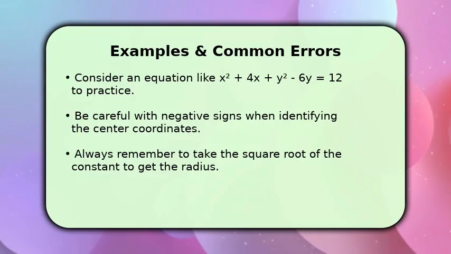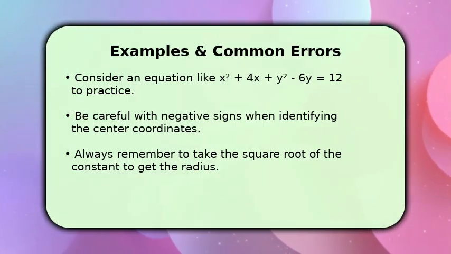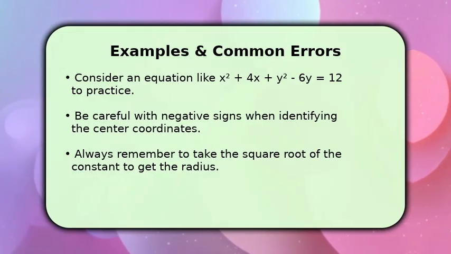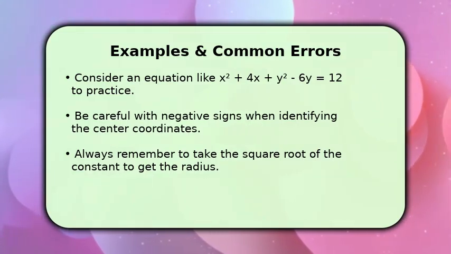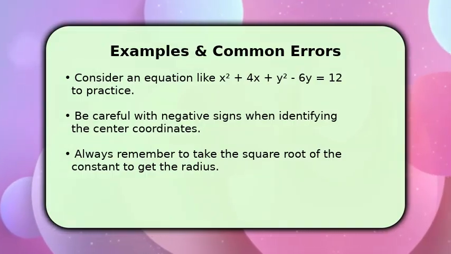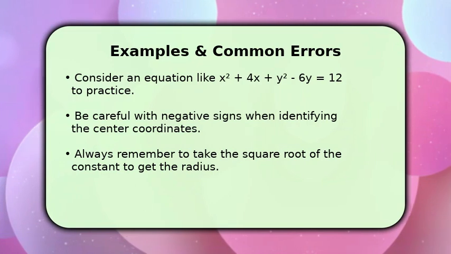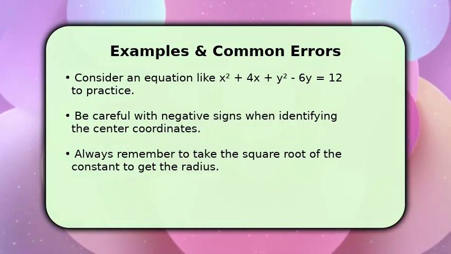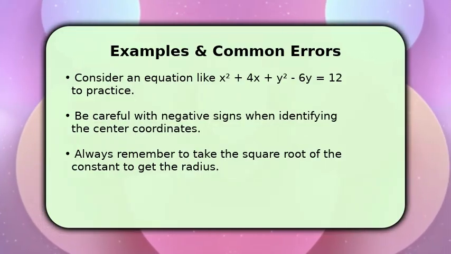Let's work through an example. If you have x squared plus 4x plus y squared minus 6y equals 12, complete the square for x and y. You'll find the center at -2, 3. A common mistake is forgetting to take the square root of the constant on the right side. If the right side is 25, the radius is 5, not 25.